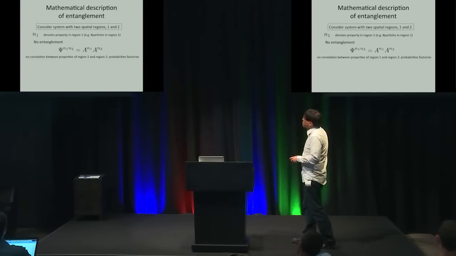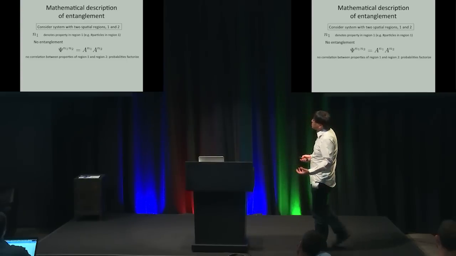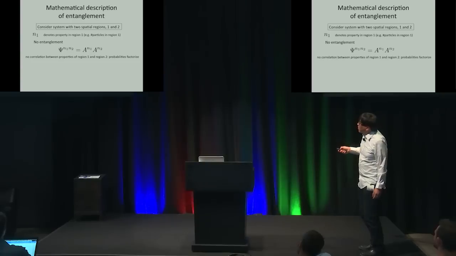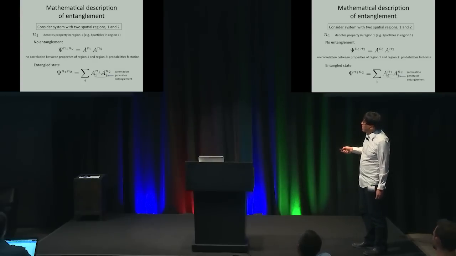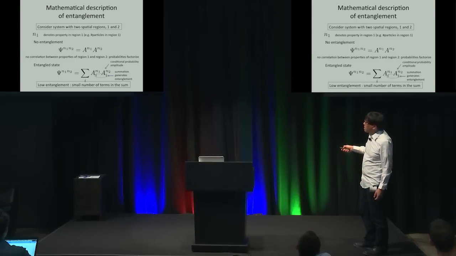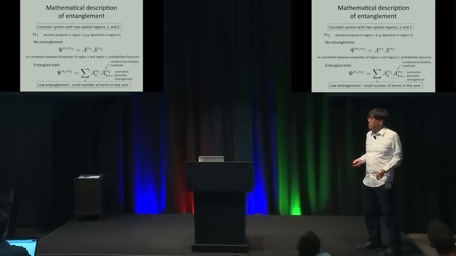So what does it mean if you have an entangled state? In that case, this wave function doesn't factorize. Instead of writing it just as a product of probabilities, you now have to write it as a sum over products of probabilities, and there's an index of summation here. It's this summation over many types of products of probabilities which generates the entanglement. Loosely speaking, if you have more terms in the sum, then you have more entanglement in the system.